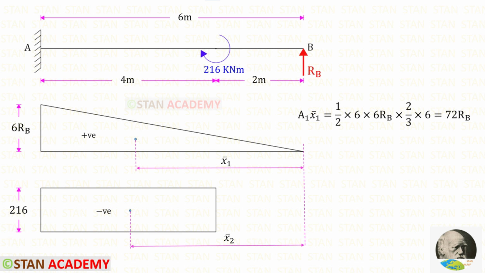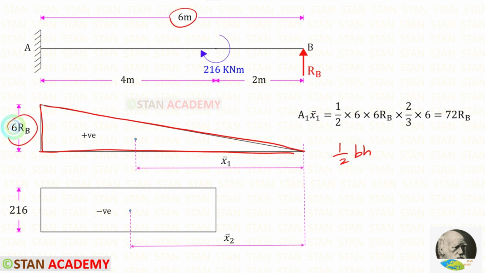Now let us find area 1 x1 bar. We know that it is a triangle. We know the area formula of a triangle, half into BH. Here the breadth is 6 and the height is 6 RB. So this is the area.